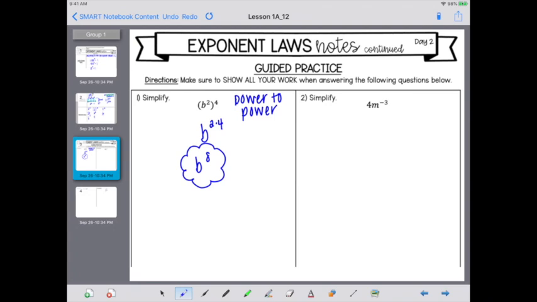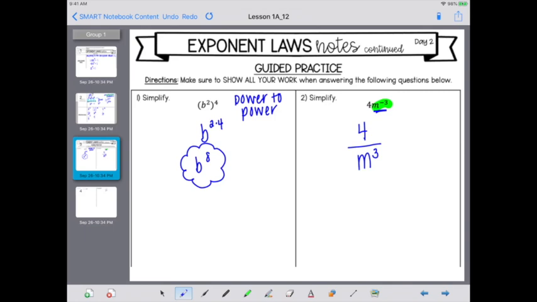Number 2, this is a little tricky. Our negative 3 is attached to our variable, not our coefficient. So our coefficient is going to stay where it is. But our m, that is what we're going to take a reciprocal of, and that goes to the denominator, so m to the third. So number 2 is 4 over m to the third power. It's a little tricky.